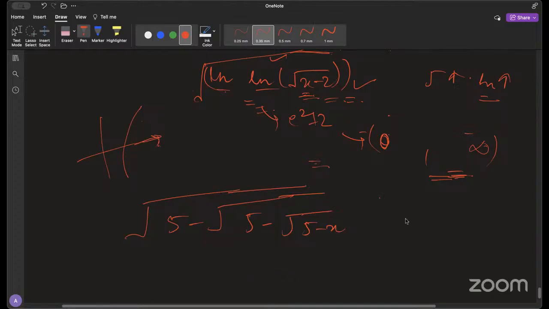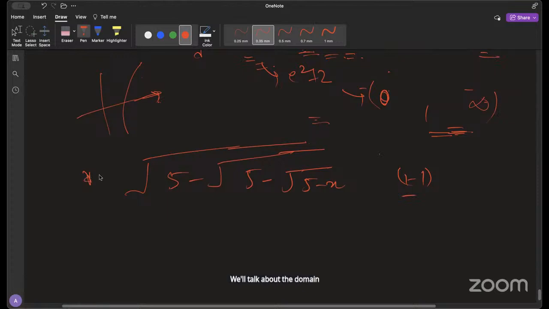Do you think this is a 1-1 function? We'll talk about the domain in a while, but first let's just discuss if it's a 1-1 function or not. Yes, ma'am, it is. Why is it a 1-1 function? Ma'am, because it is in decreasing. No, sorry, ma'am, increasing graph.